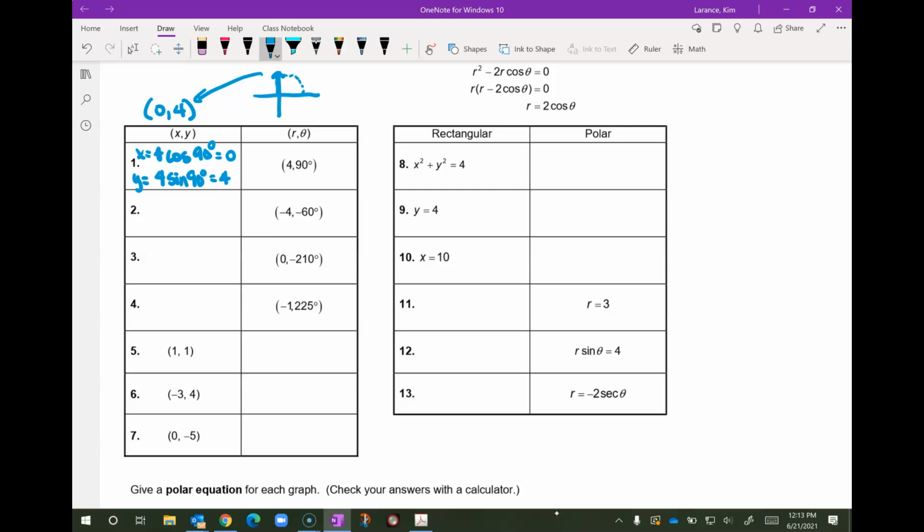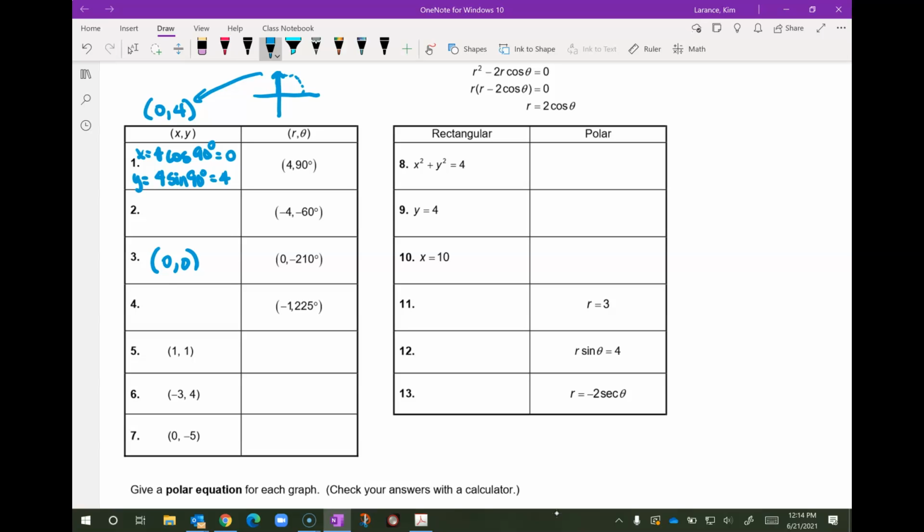Let's look at maybe another one. What about the r of 0 and an angle of -210? Well, if we're going to multiply by 0, it really doesn't matter what the angle is. We are staying at the pole. Okay? Going the other direction, the point 1, 1.